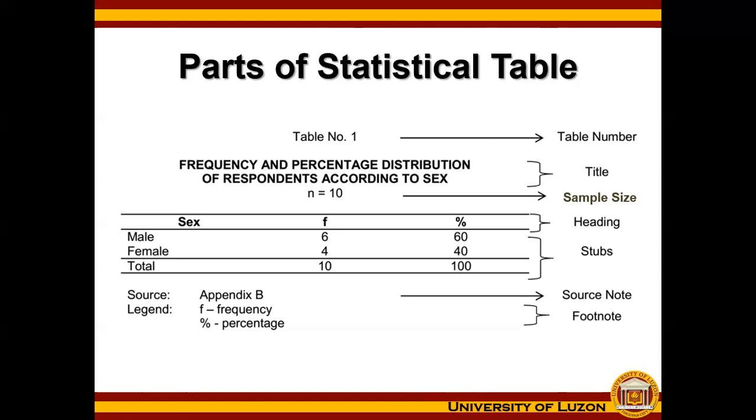And then we have the heading. The heading is the first row that would indicate the categories or classifications of the numerical facts that are presented below.